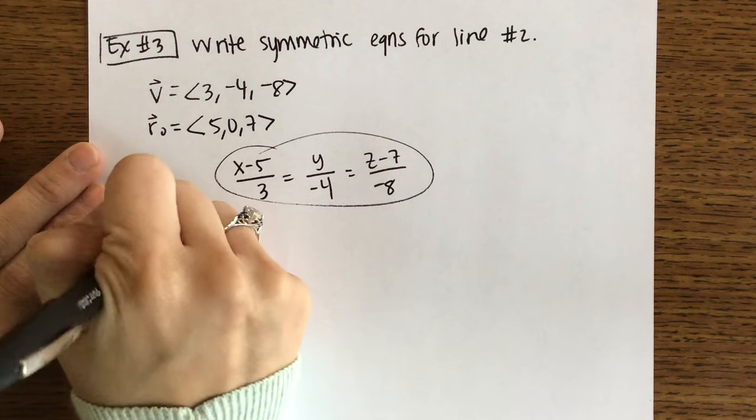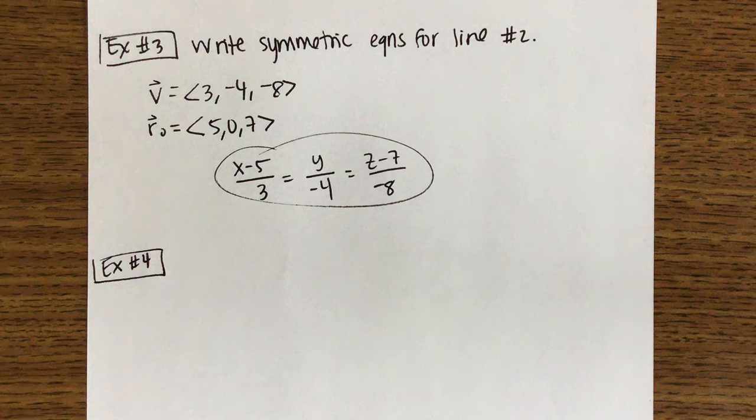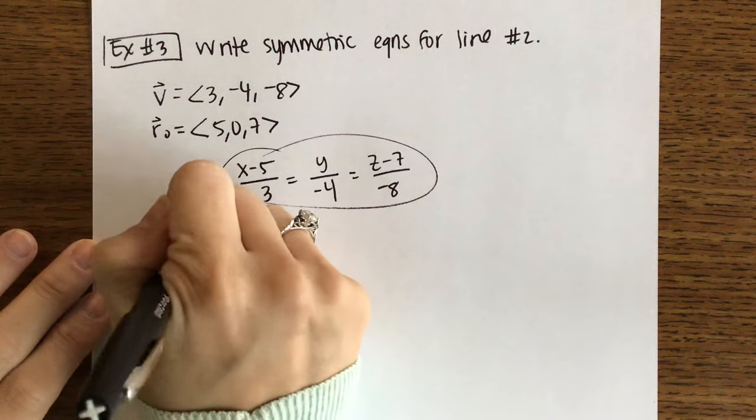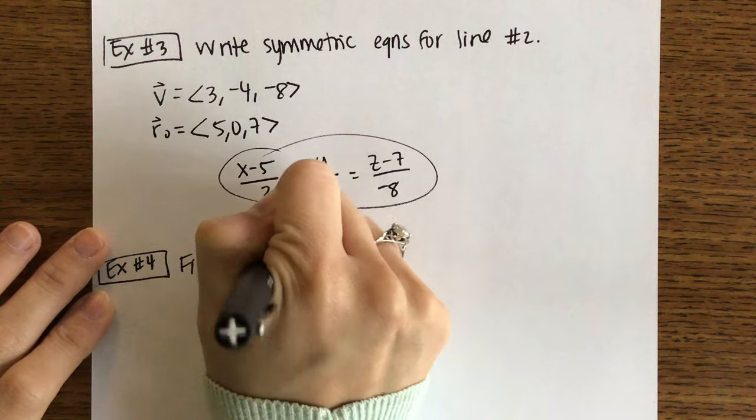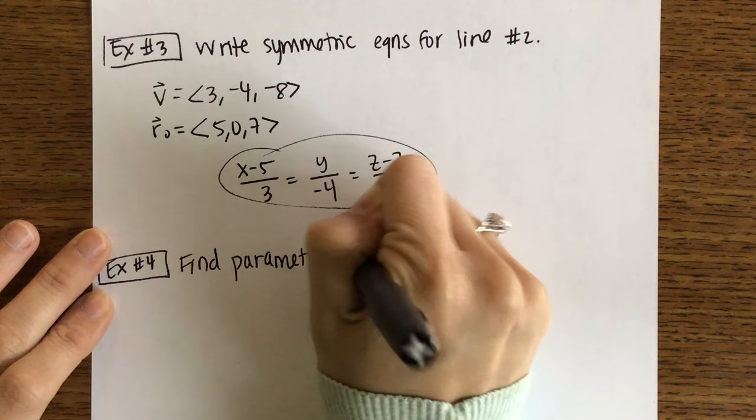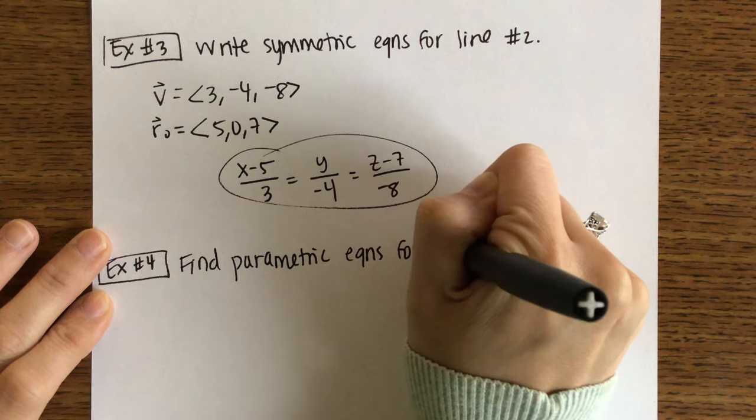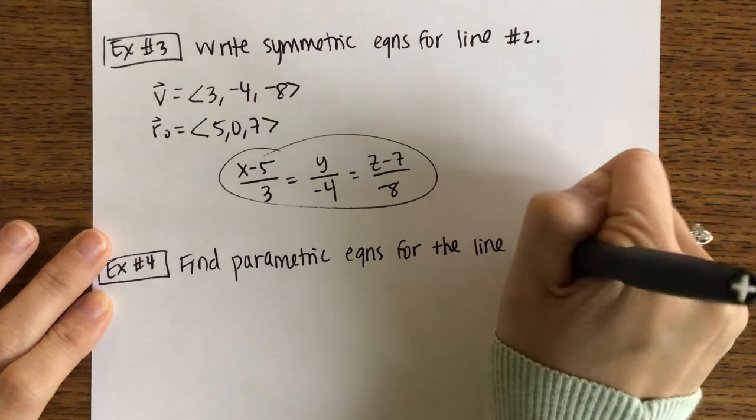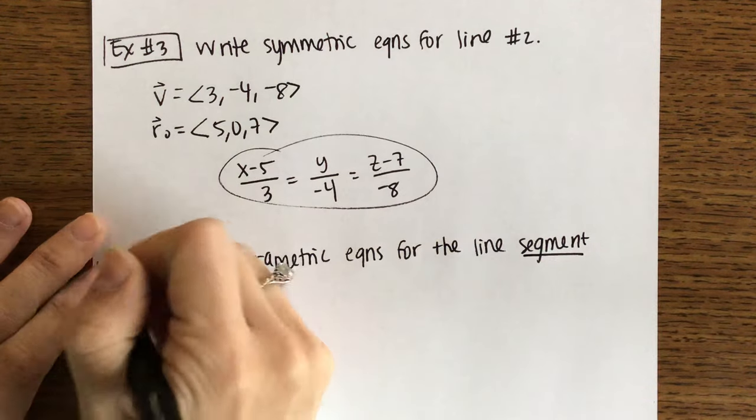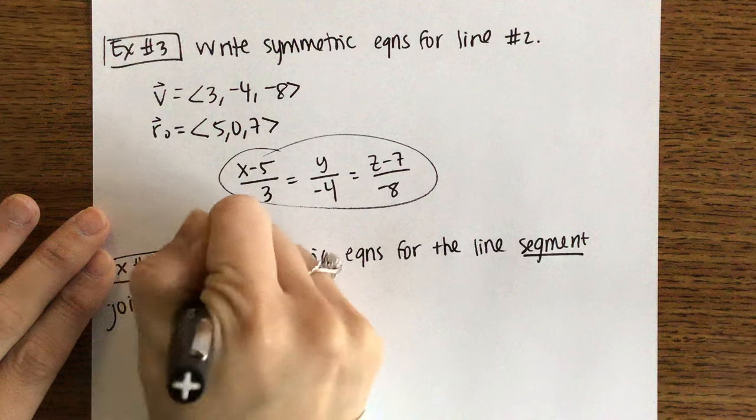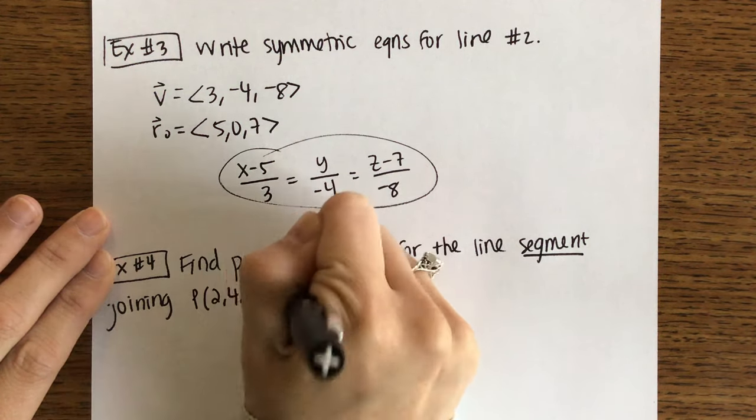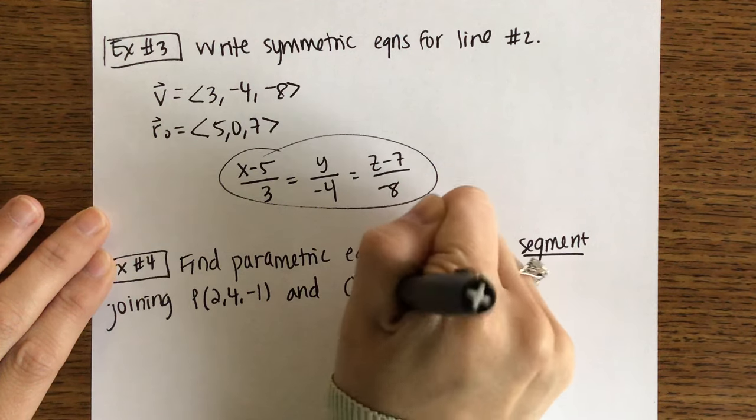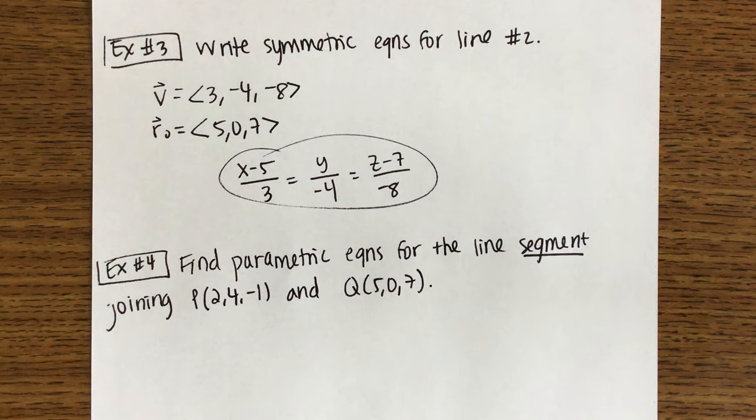Okay, next thing we need to talk about when it comes to lines. Besides writing equations of lines, related very closely to that is line segments. So we are going to find parametric equations for the line segment joining P, which is 2, 4, negative 1, and Q, which is 5, 0, 7. Okay, so we're going to start by writing the equation of the line, and then we'll figure out how to make it a line segment.